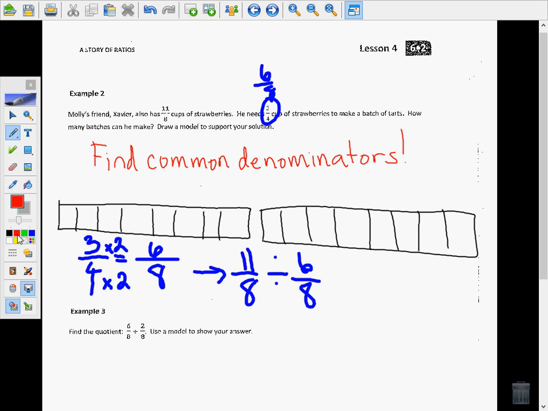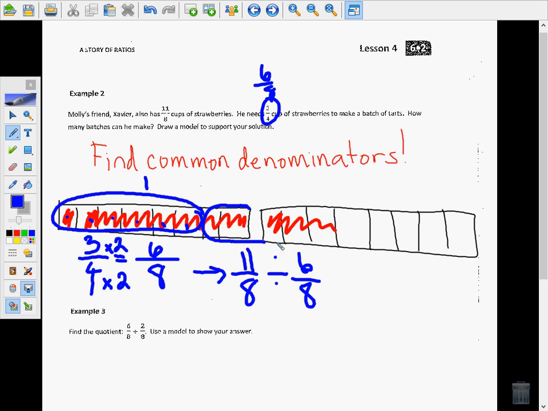So let's shade in 11/8. There's my 11/8. Let's count how many groups of 6/8 I can get into 11/8. 1, 2, 3, 4, 5, 6. So I'm going to circle. There's 1. Uh-oh. I don't have quite 6 of them here, but I have 5 of them. Therefore, I would name this 5 out of 6. So your solution would be 1 and 5/6.